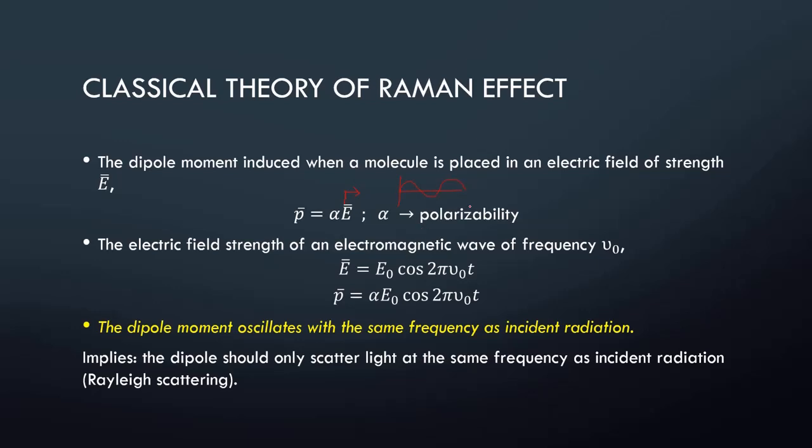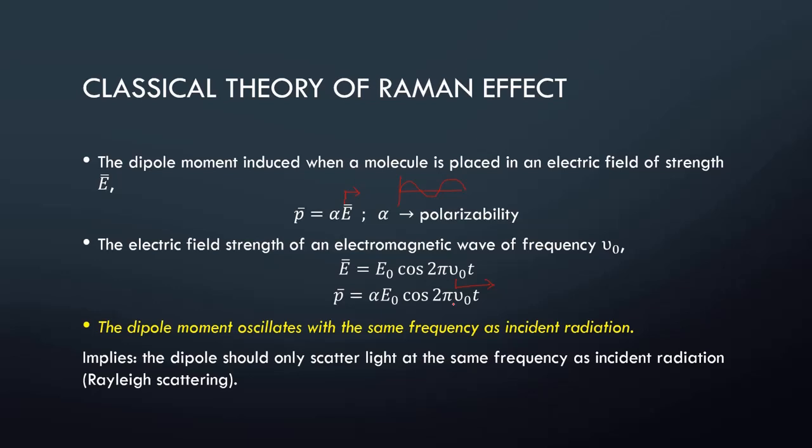So considering it alternates as a cosine wave, we can write the electric field E as E0, the amplitude, times cos of 2 pi nu 0 t, where nu 0 is the frequency with which the electric field alternates. Therefore, the induced dipole moment P becomes alpha times E0 cos 2 pi nu 0 t.